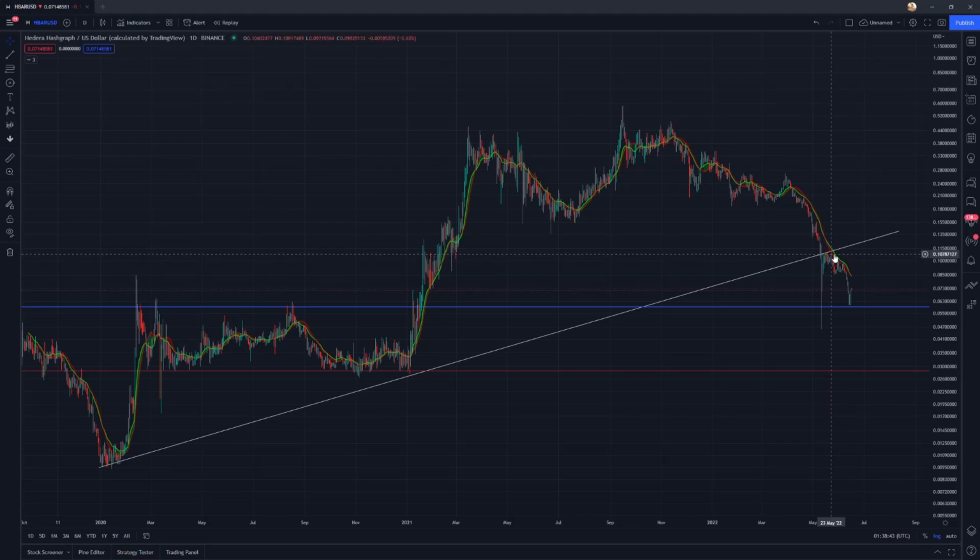The first rejection was at 10 cents, and then we came back down and rejected again just under 10 cents. Following that, we had this drop back down to the low around 6 cents. This was primarily led by Bitcoin dropping down to that low $20,000 level that we had talked about. So in the short term, we're seeing a pretty decent bounce off of this low.